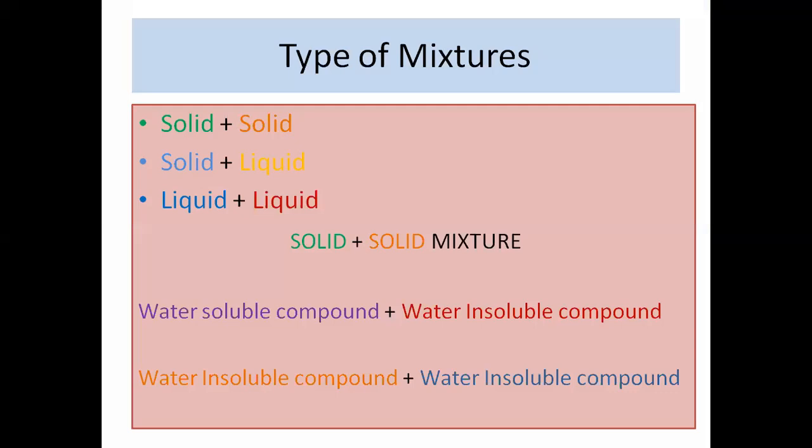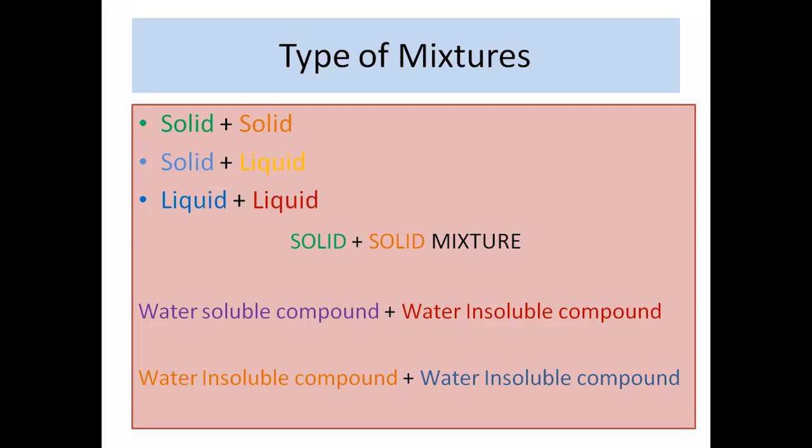Now, in class fifth, for your practicals, you will be provided with solid mixtures. There are types of mixtures: solid-solid mixtures, solid-liquid mixtures and liquid-liquid mixtures. Here you have the solid-solid mixture. So today we will see how it is done in the practicals. In solid-solid mixtures there are combinations: first one is a water-soluble compound plus a water-insoluble compound, and the second one is a water-insoluble compound.